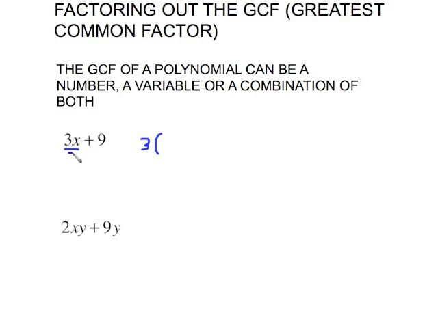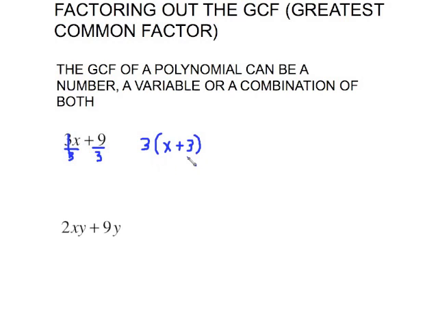And I suggest you go ahead and draw a line and actually put the GCF underneath to make your division step a little bit easier. With this 3x over 3, the 3's cancel, leaving an x. 9 divided by 3 is 3. This is the factored form of 3x plus 9.